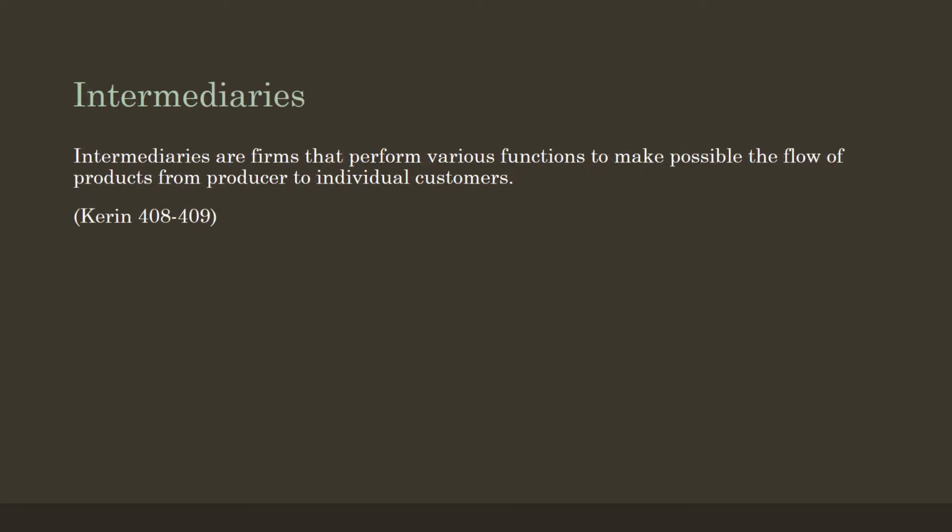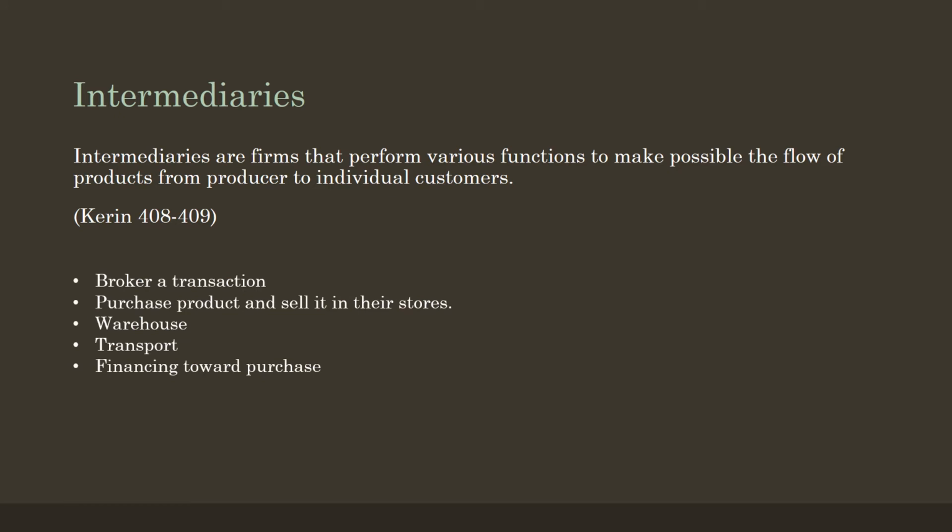So, intermediaries. It's important that you understand what an intermediary is. It'd be great that you talk about this term on that portion of the assignment. Intermediaries are firms that perform various functions to make possible the flow of products from producer to individual. They could do things like broker a transaction, purchase a product, and sell it in their stores.